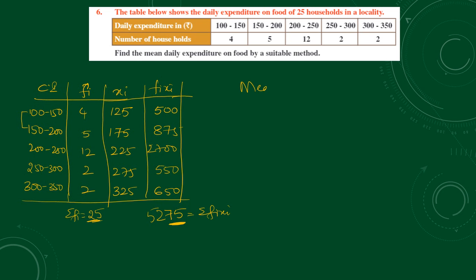So the mean is equal to sigma fi xi by sigma fi. Directly substituting the values, we get 5275 by 25. 25 times 2 is 50, leaving 27. 27 means one time 25, and again one more time. So the answer is 211.